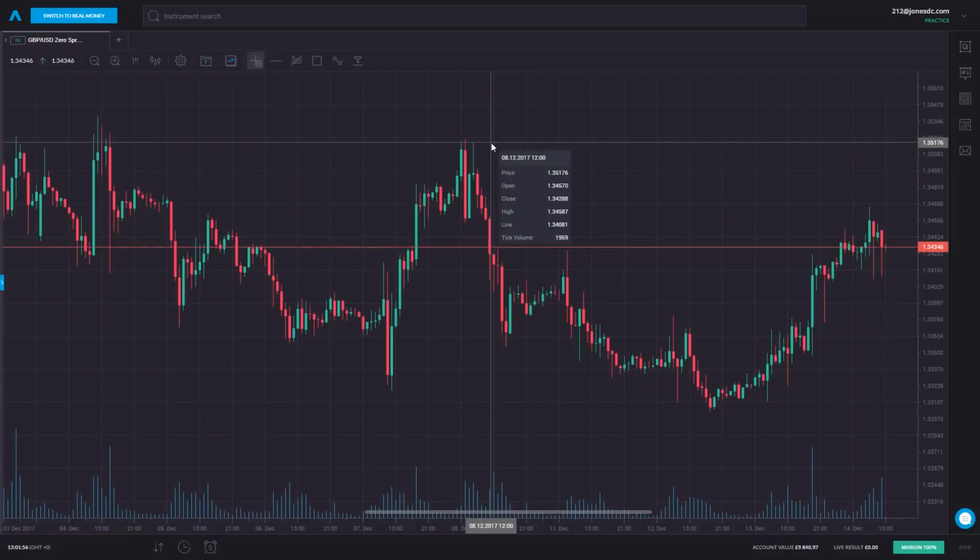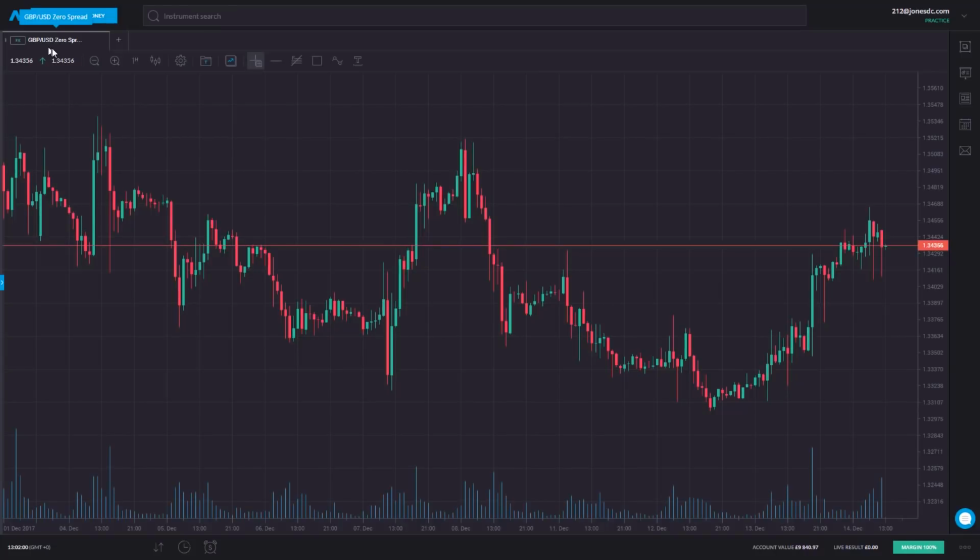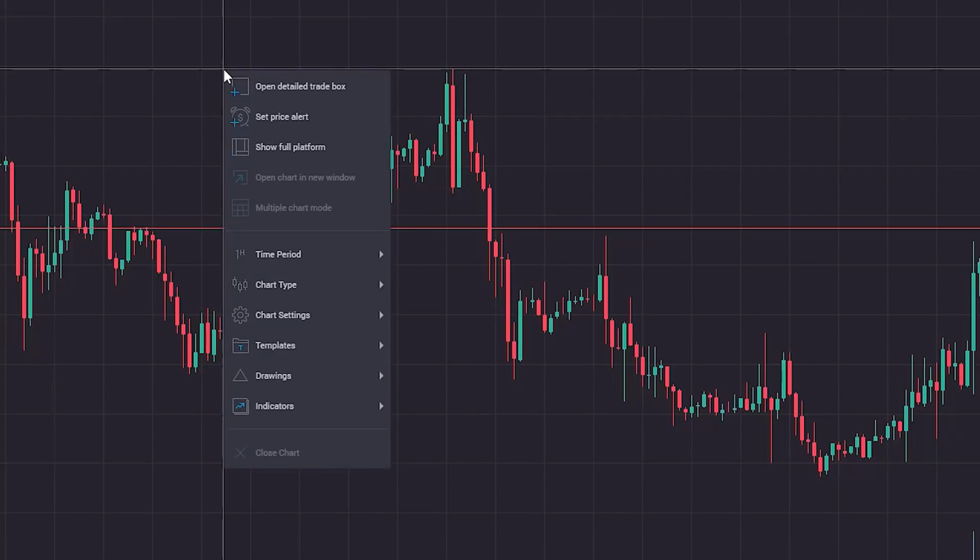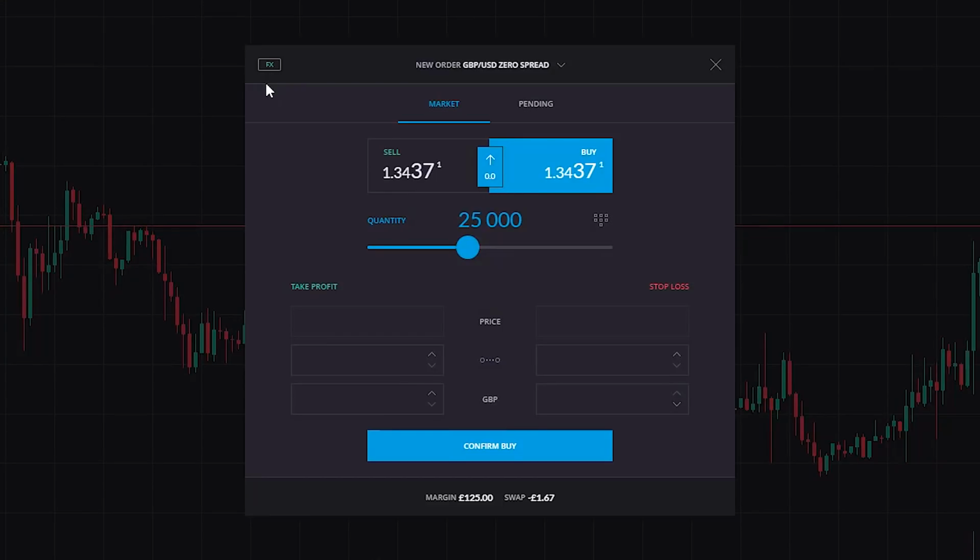So we're on the platform. Let's go step by step through a trade. We're going to do pound US dollar, zero spread. So the bid and the offer are the same. I'm going to right click on the screen and open up the detailed trade box. So the trade size I'm going to do is for 10,000. So I can either scroll up and down here, or I can just type it straight in, 10,000.